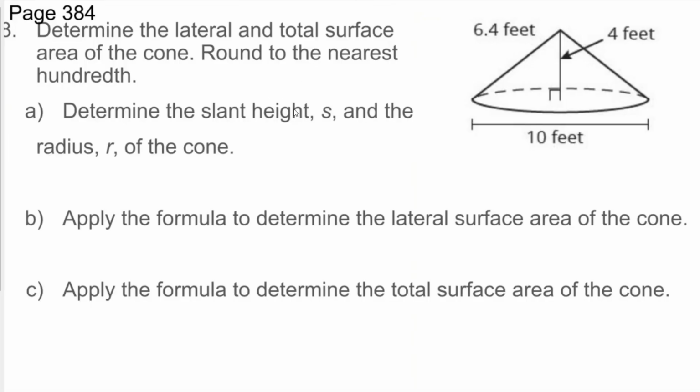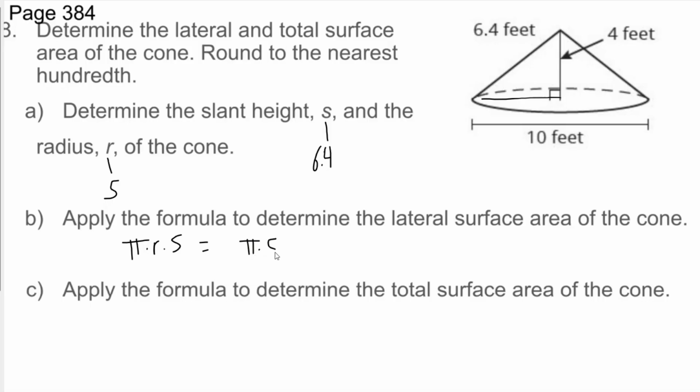So first it says determine the slant height. The slant height, I believe, will be the 6.4 number. The radius is going to be the 10, but it's half of 10 because that's the diameter. So the radius will be the 5 number. This 4, we're not needing. It's part of the height of the whole cone. Apply the formula to determine the lateral surface area of a cone. If I remember that from the last slide, it's pi times r times s, which makes this simple.